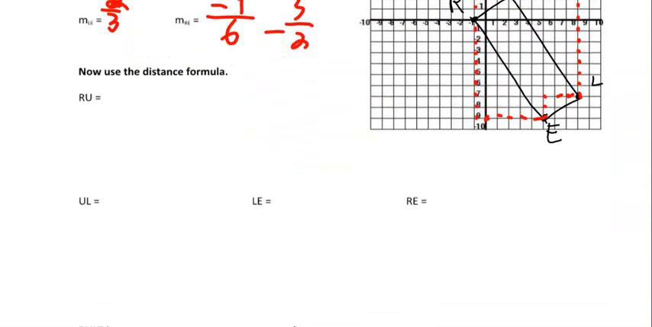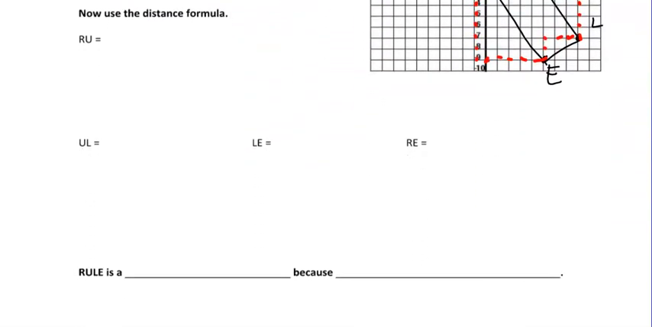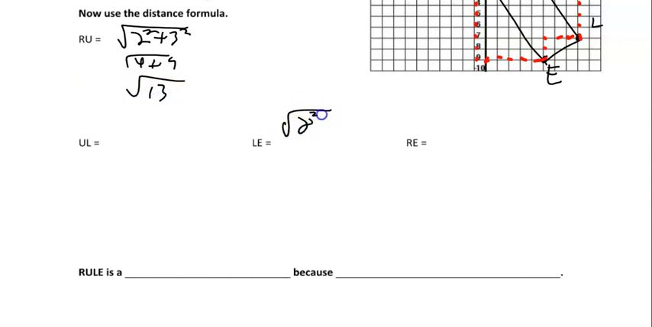I do have to do this 4 times, even though it's going to be redundant. I'm not going to actually do it 4 times. So RU is going to be the square root of 2 squared plus 3 squared, and that gives me 4 plus 9, which is the square root of 13. So over here for LE, I'm just going to write 2 squared plus 3 squared. Skip the middle step because I've already done the math.